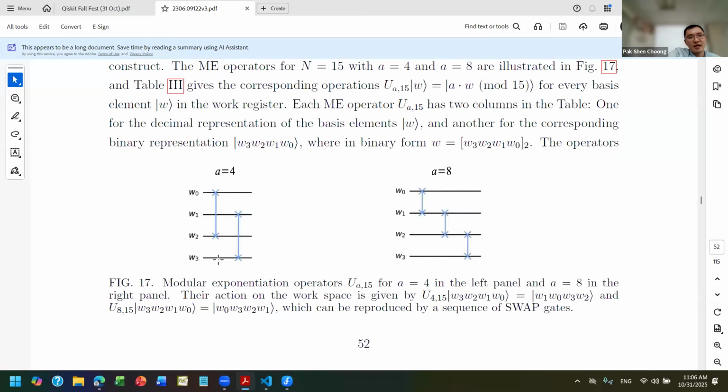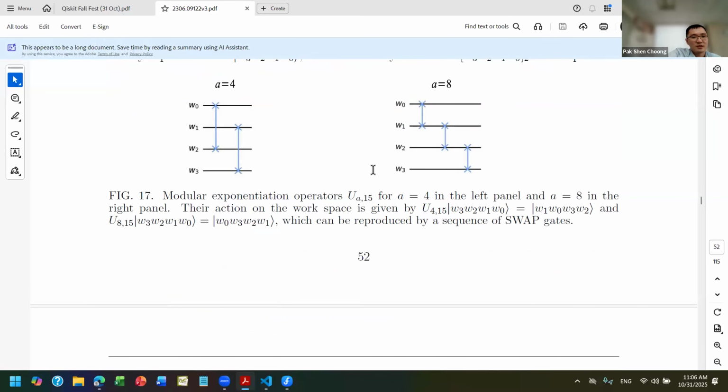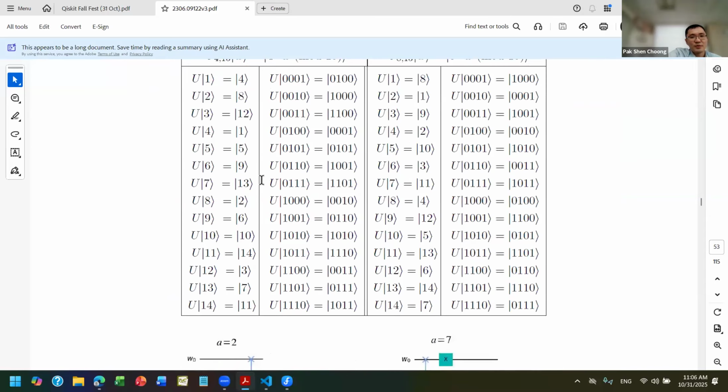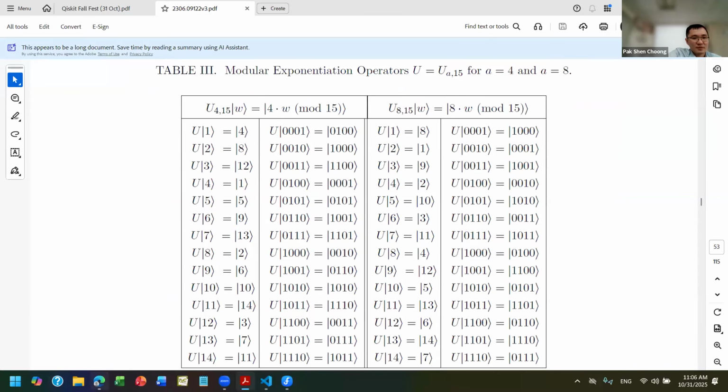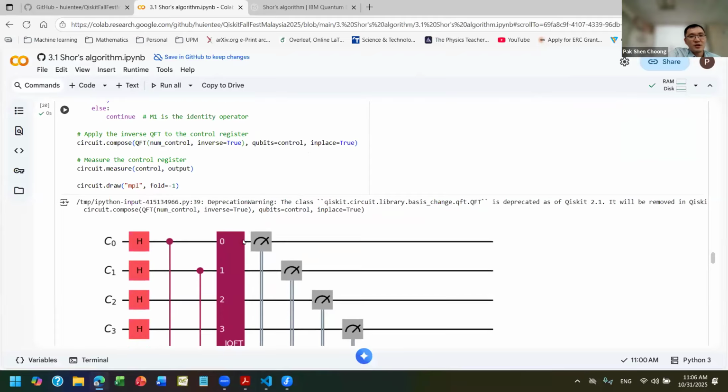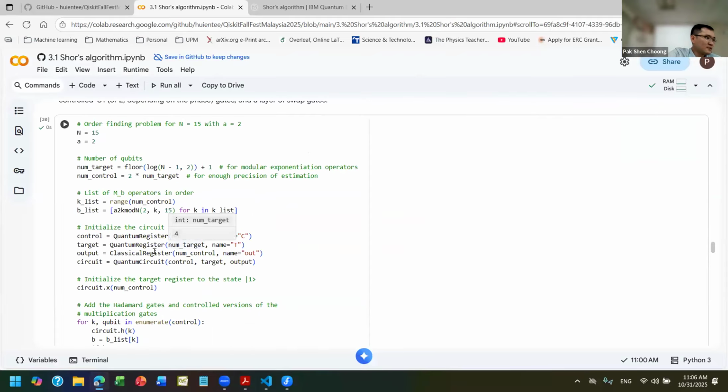Over here, they actually identify what would be the changes that you need to make for your unitary matrix. If you want to follow this, I think you can. This will be one way for you to do it.